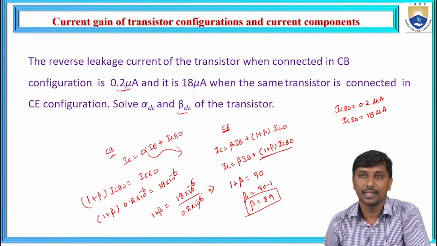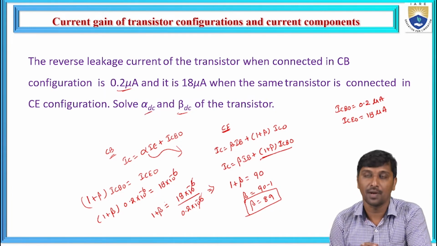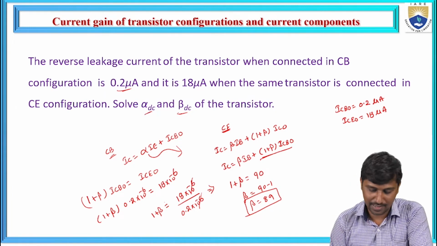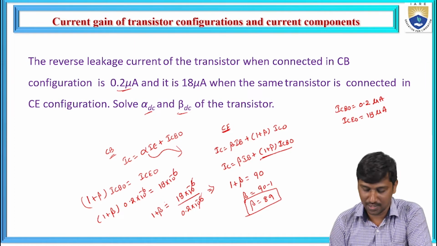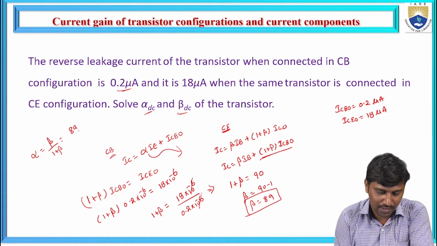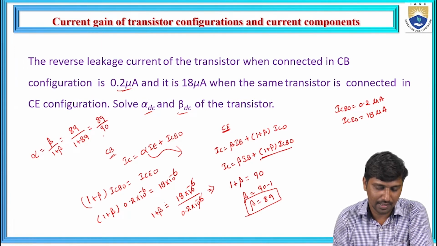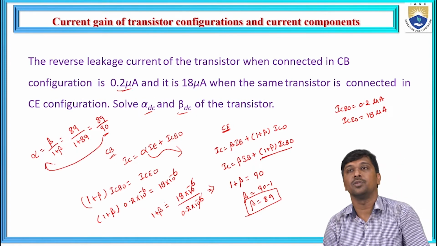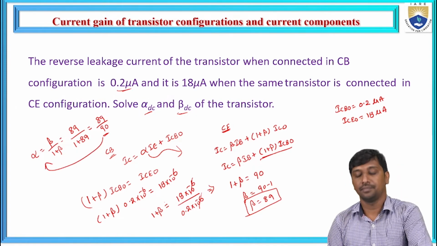Now by using this relation, we need to calculate alpha. We have one relation between alpha and beta. So we can write alpha in terms of beta, that is beta by 1 plus beta. Beta value is 89, so 89 divided by 1 plus 89 becomes 89 by 90. It gives the alpha value of the transistor.